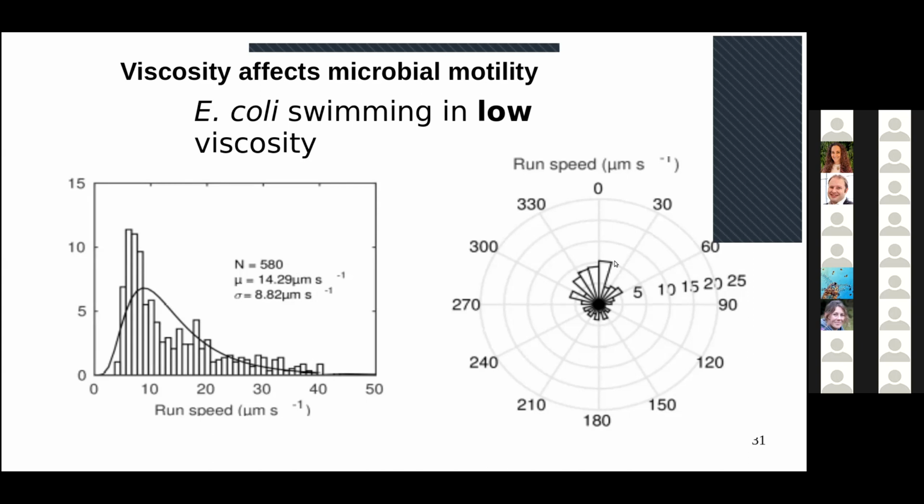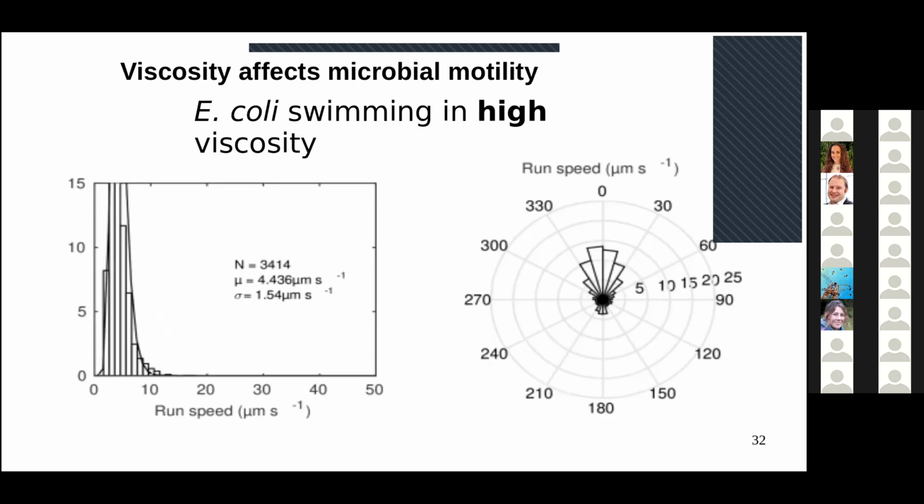Don't pay attention to this run speed here because this is wrong. This is the angles of rotation. And this is typical of this species, that there is a more or less uniform distribution of tumble angles with some bias towards the front.